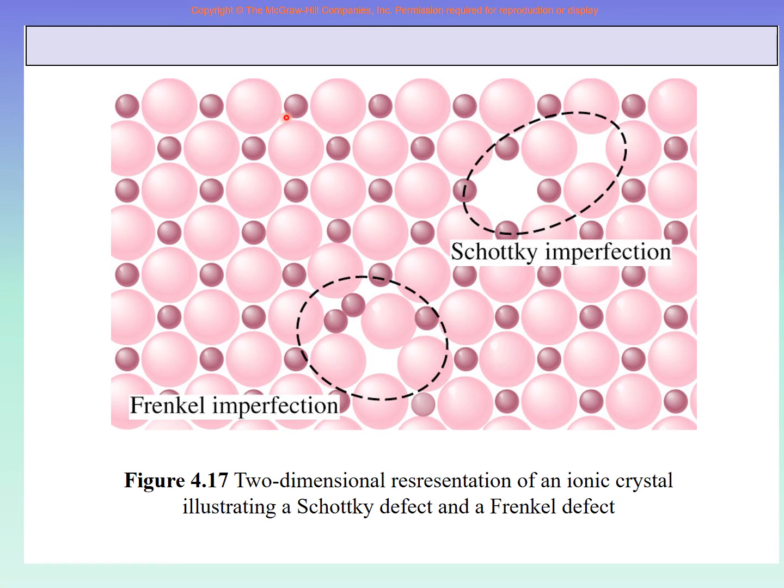Now suppose this is a solid solution. What type of solid solution is it? Interstitial. The big ones are the solvent atoms and the small ones are the solute atoms. So the solute atoms are in all the interstitial positions.